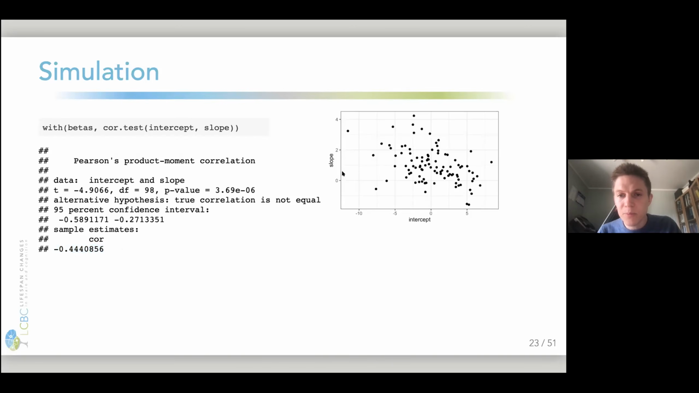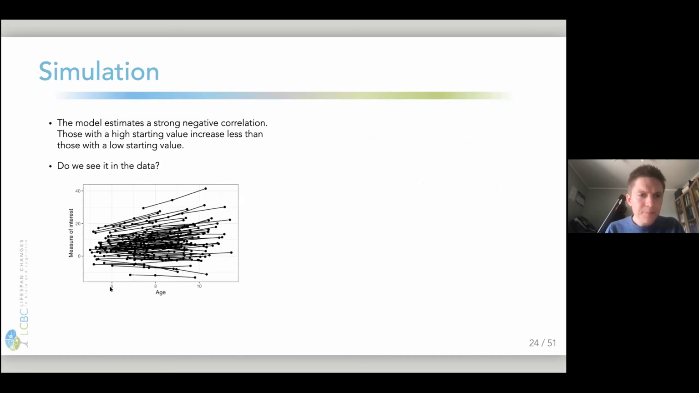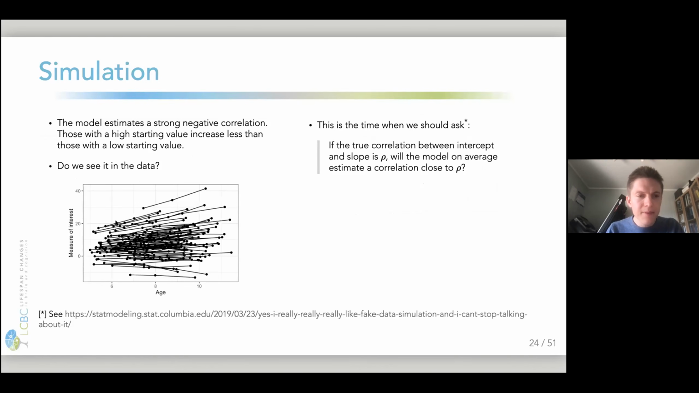And the intercept-slope correlation is also shown in the scatter plot, and we can see that there is a negative correlation. So those with a high slope grow much, they have a low intercept, they start low, and the opposite. However, in the data, it doesn't look like this, right? If we look at the data, I can't see any strong correlation, but if anything, it looks like people actually become more different. They're less spread at the low age than at the high age.